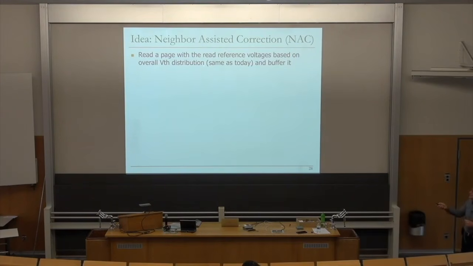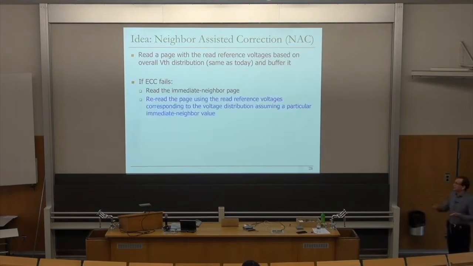So first you read a page with the read reference voltage based on the overall distribution, same as today, and buffer it. And if ECC fails, then you take action. Because if ECC fails today, you don't do anything, your drive is dead. If ECC fails, now you read the immediate neighbor page. And once you know the values in the immediate neighbor page, hopefully at least somewhat correctly. ECC might fail over there also, which leads to a recursive problem actually, but that's okay. Assume that ECC doesn't fail over there.